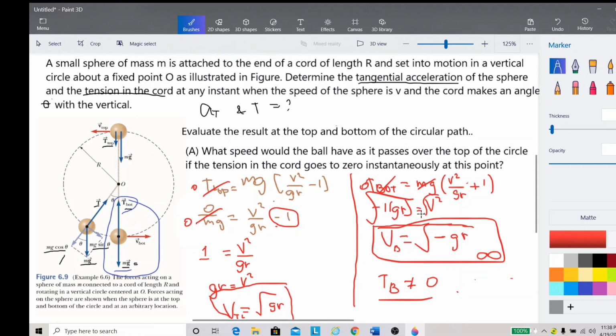Ano? Sorry for the handwriting. So this is tension at the bottom will never be zero. I guess by now we have solved sufficient amount of problems for you to be ready to face circular problems, be it uniform circular and be it non-uniform, be it horizontal or be it vertical.